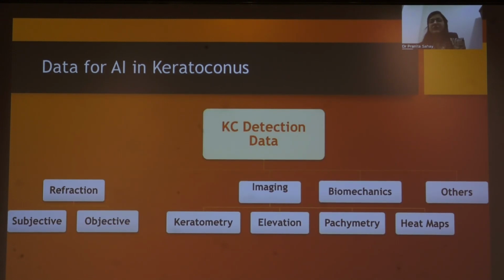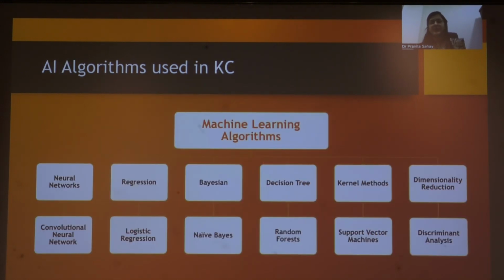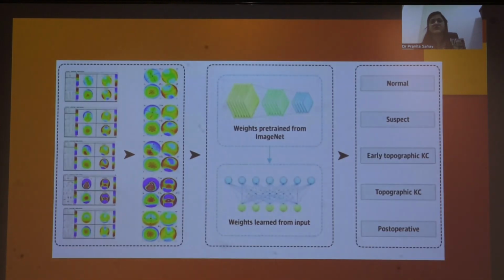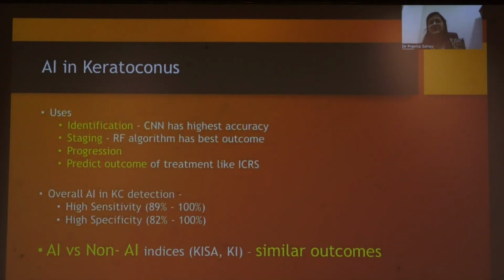The data that is pre-fed onto the algorithms of AI for developing software for keratoconus identification include refraction, imaging data of keratometry, elevation, pachymetry, heat maps, and also ocular biomechanics. The various algorithms that are used are described in this table. The most common ones are the convolutional neural networks and random forests that are used in keratoconus identification. The Pentacam images are most commonly fed onto these algorithms, and ultimately these algorithms are able to identify normal versus early keratoconus and advanced keratoconus.